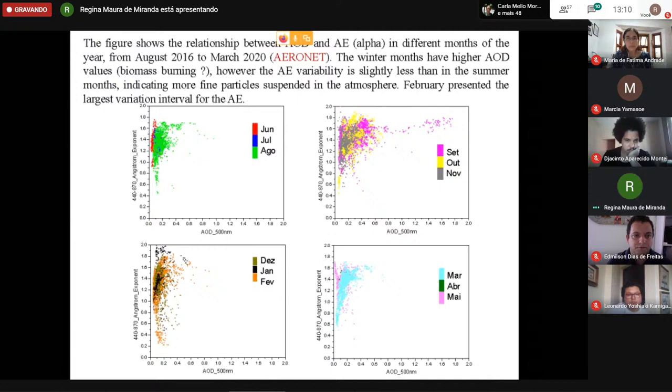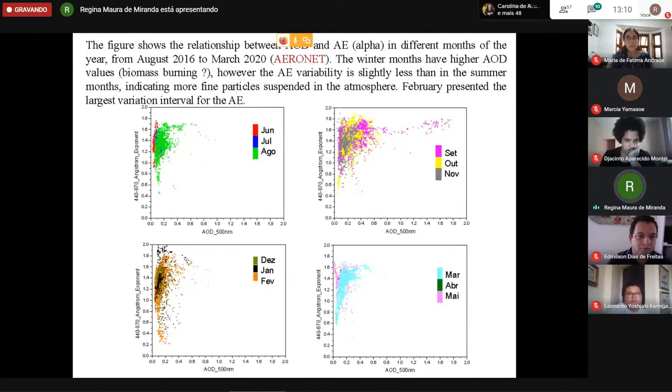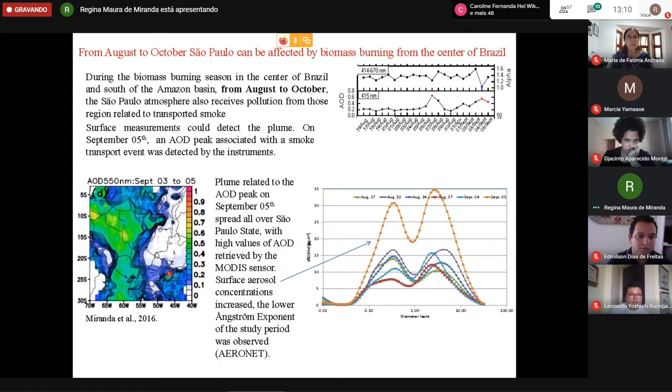So we intend to relate surface data and chemical composition. As I said, we can have some episodes of biomass burning. And from August to October, São Paulo can be affected by biomass burning from the center of Brazil. Here, a case study for São Paulo in 2016. So we can relate surface data, satellite data, and AERONET data, so atmospheric column data.